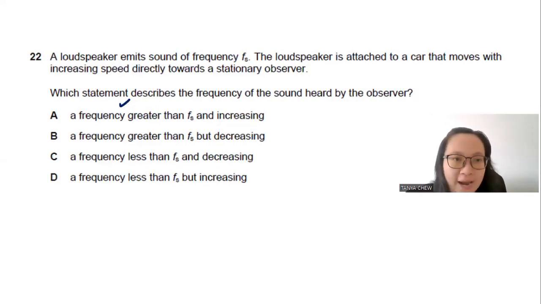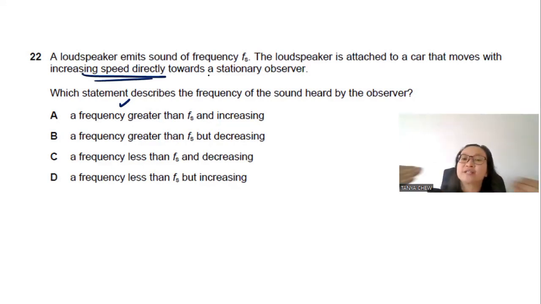They just say that a loudspeaker emits sound of frequency fs. The loudspeaker is attached to the car that moves with increasing speed directly towards you. You're just coming towards. So the frequency is greater and it is increasing. So A is the answer.